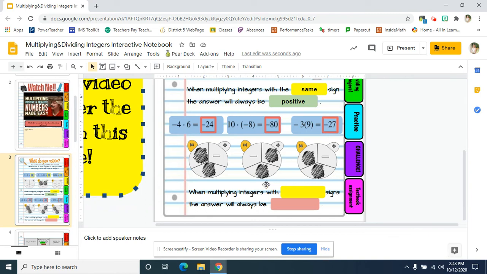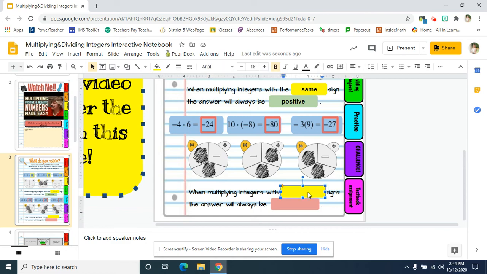So let's look at the multiplication bear. I'm shading in a negative and a positive, and it shows me that I'm left with a negative. So that means my answer is negative. Again, for this one, I have a positive 10 and negative 8. I shade those in. I'm left with the negative sign. For the last one, I've got a negative 3 and a positive 9. When I shade those in, what am I left with? A negative. So it looks like to me when you multiply integers with different signs, the product will be negative.